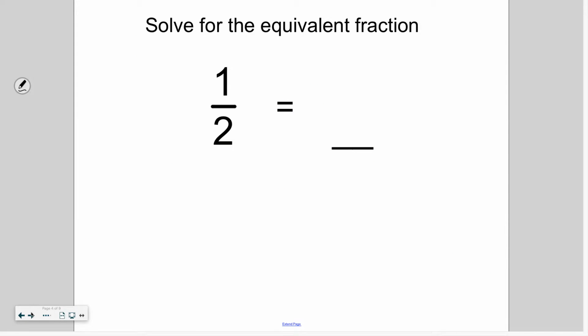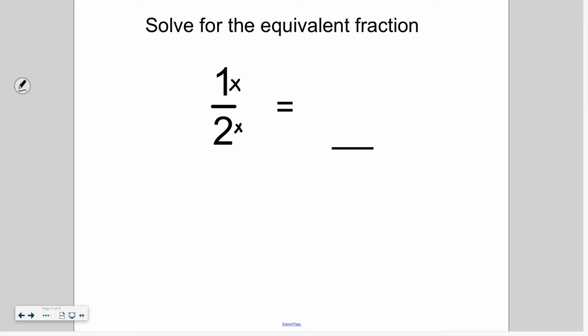So here I have 1/2. I'm going to multiply this 1/2 in order to find another fraction that is equal to it. Now, the only thing that I have to do, regardless, is always multiply by the same number. I'm going to multiply the numerator and the denominator by the same number. Now, the number that I use does not matter, because I don't have a fraction here. I want to find that fraction.